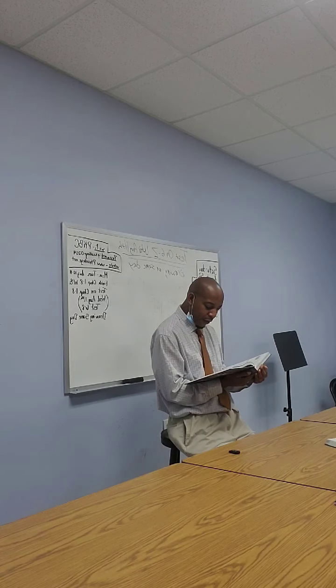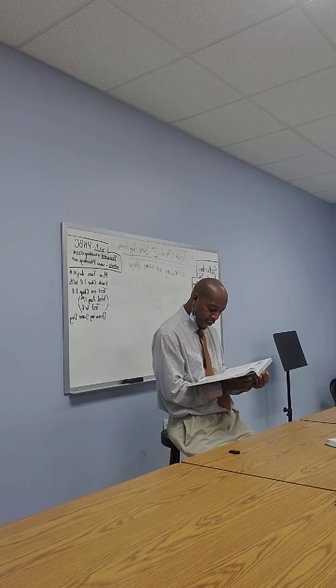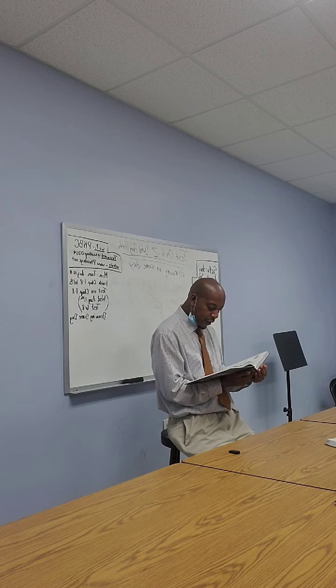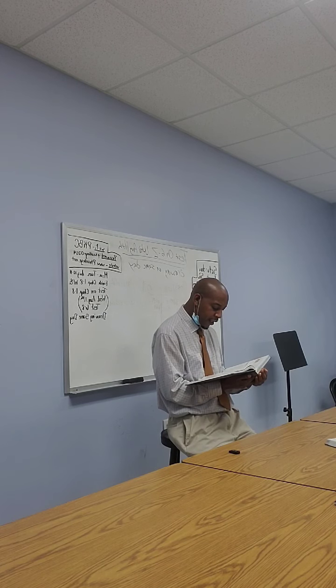Miliaria rubra, also known as prickly heat, is an acute inflammatory disorder of the sweat glands characterized by the eruption of small red vesicles and accompanied by burning, itching skin. It is caused by exposure to excessive heat and usually clears in a short time without treatment.